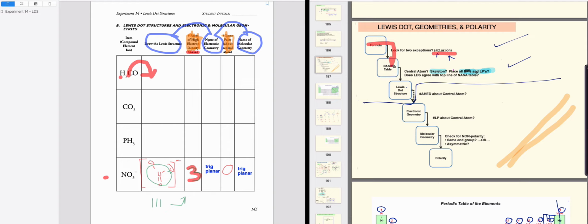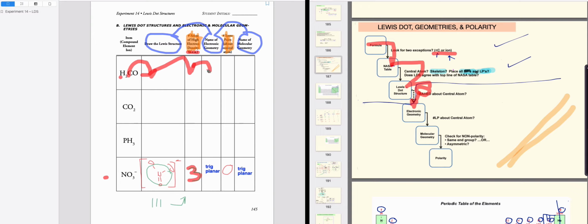Once you get your Lewis dot structure, you're going to count areas of high electron density and write that number there. Then you're going to tell me what the electronic geometry is. Linear, trigonal planar, or tetrahedral are your only three choices. You're going to write that word there.